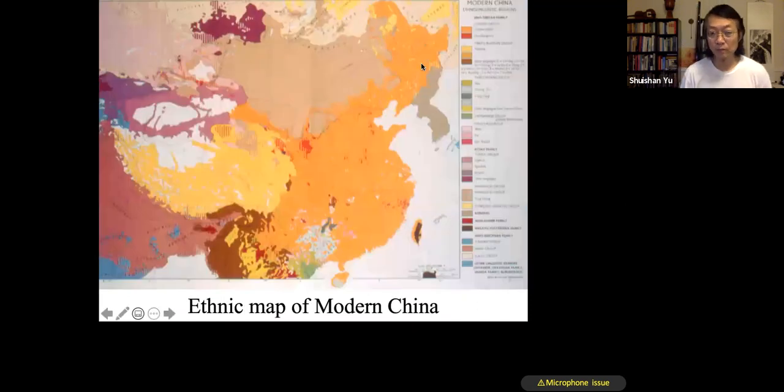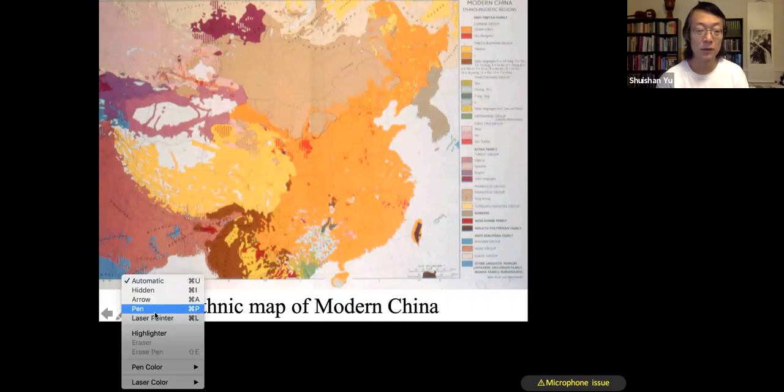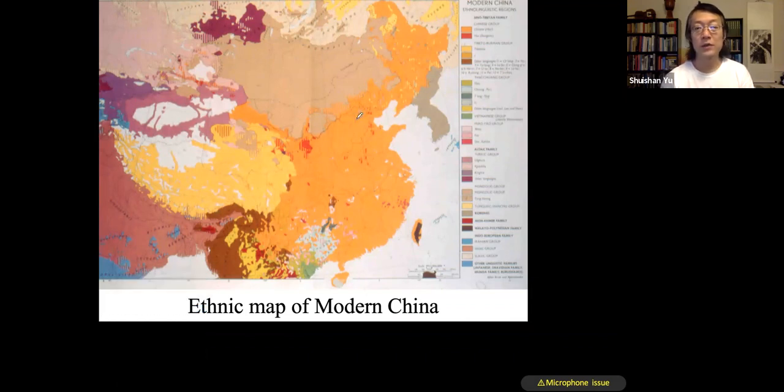All right. So this is clearly shown in this ethnic map of modern China. In this ethnic map of modern China, let me use the pen. All right, only the orange part of the map is primarily occupied by people who speak Chinese.